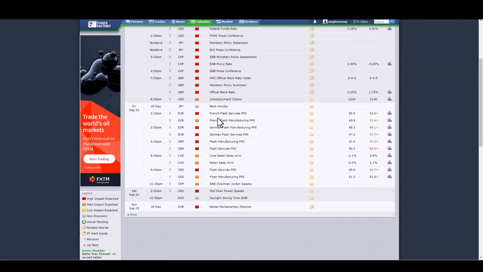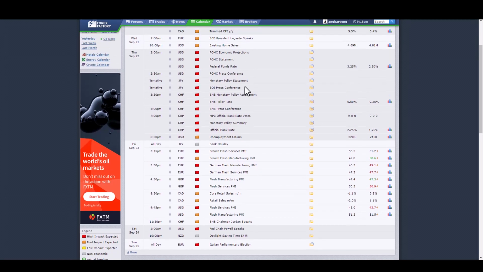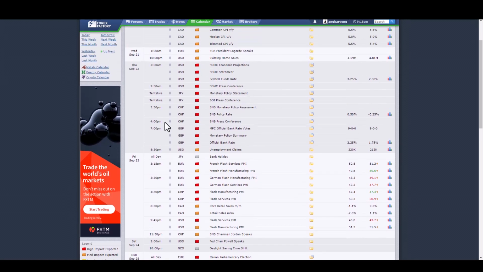On Friday, we do have a couple of Euro PMIs as well as the UK side. I don't think this is going to be huge in terms of affecting the market, because most of the focus is definitely going to be on the central bank statements.